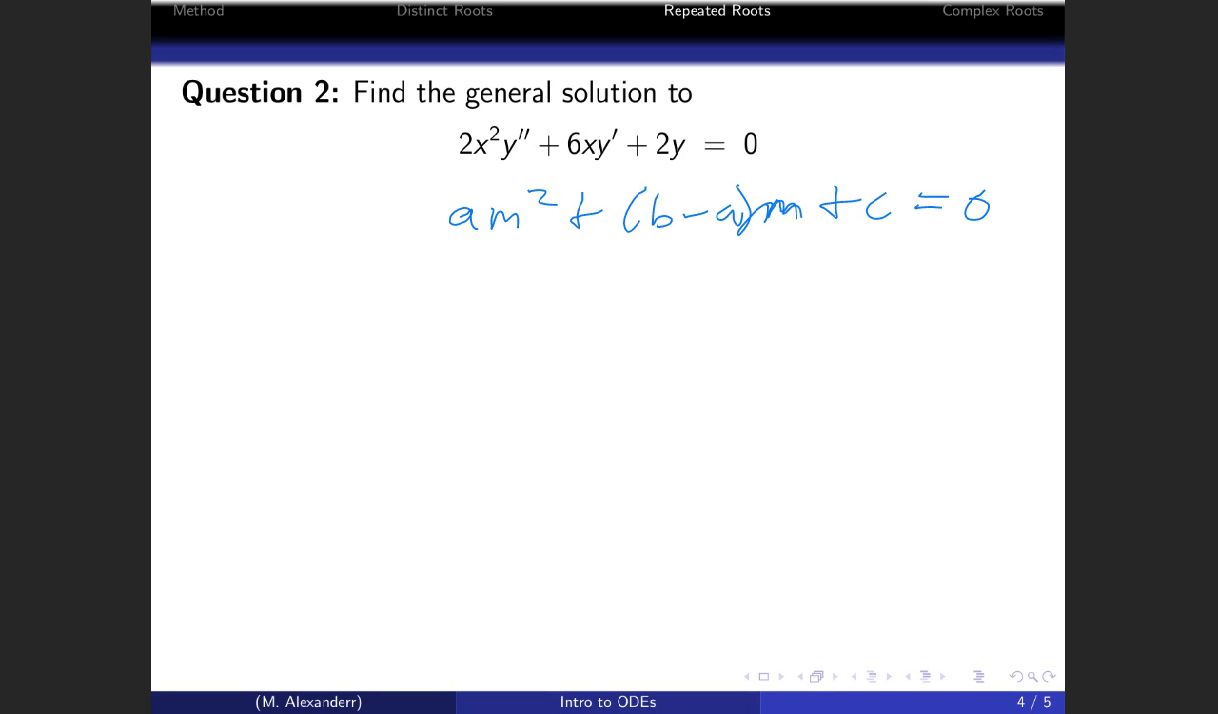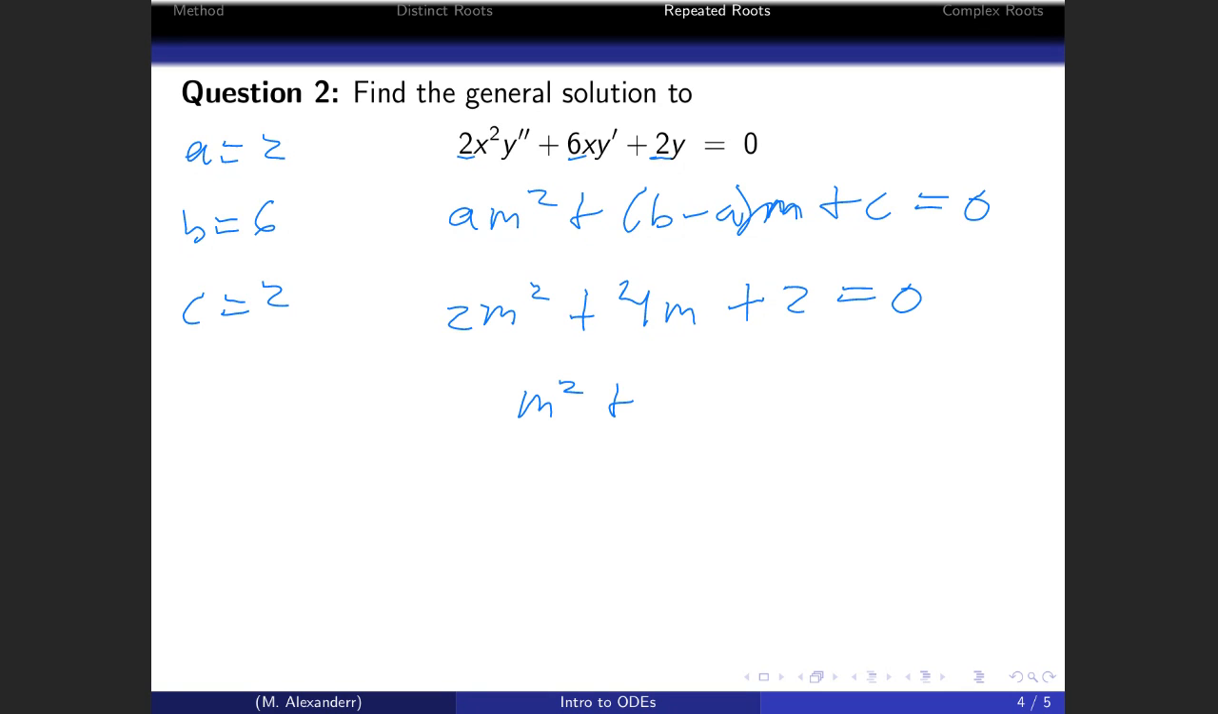Here a, b, and c come from the given Cauchy-Euler equation. So that means that a in this case is 2, b in this case is 6, and c in this case is 2. So we're going to plug that information into the auxiliary equation, and then we'll get 2m squared plus, and then b minus a gives us 6 minus 2, which is 4m, plus c, which is the number 2, is equal to 0. In this case, we can divide by 2 everywhere, and then we get m squared plus 2m plus 1 is equal to 0.